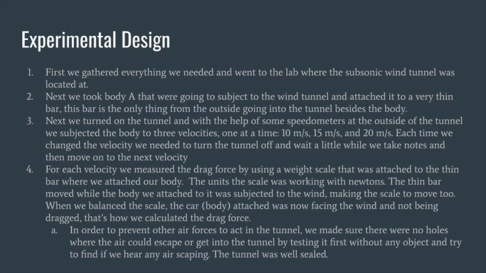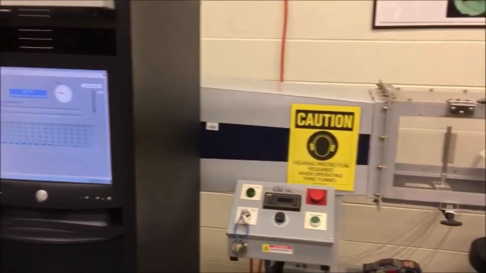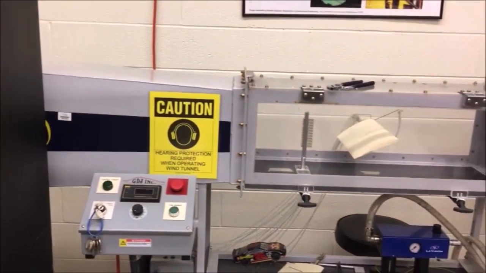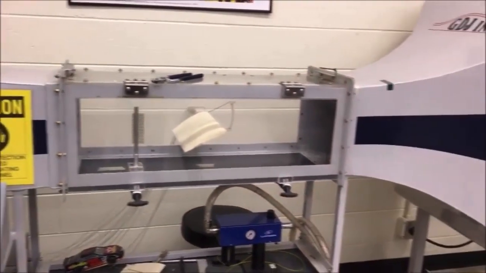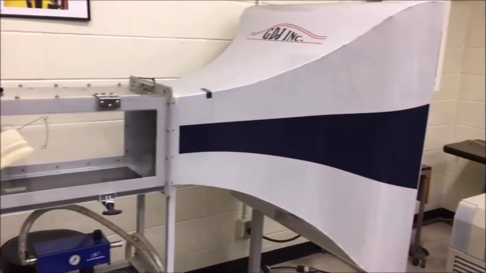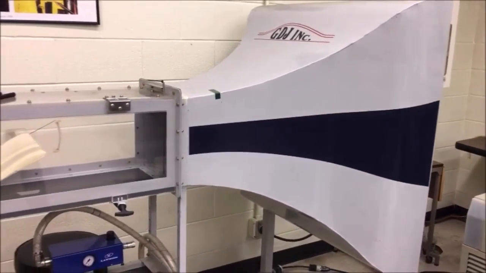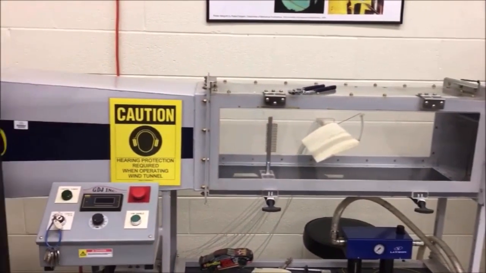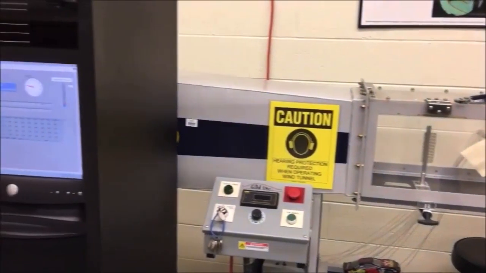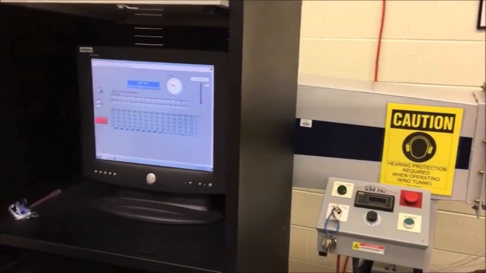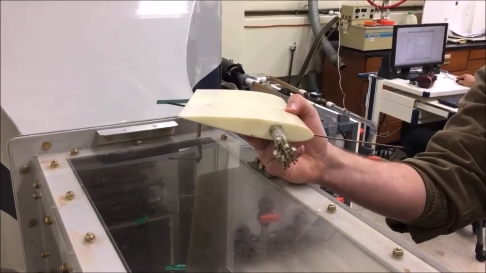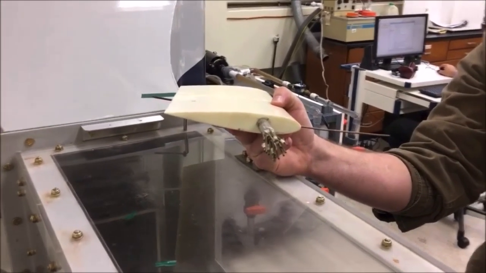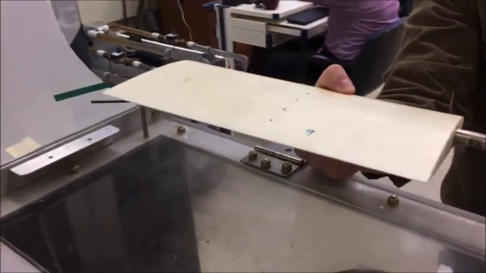We performed this experiment at Tecnológico de Monterrey, Campus Monterrey, and the first thing we did was gather all our things and go to the lab where the subsonic wind tunnel was. Next, we took body A that was going to be subjected to the wind tunnel and attached it to a very thin bar. This bar was the only thing from the outside going into the inside of the wind tunnel besides the body, and it's also one of the accessories of the wind tunnel.